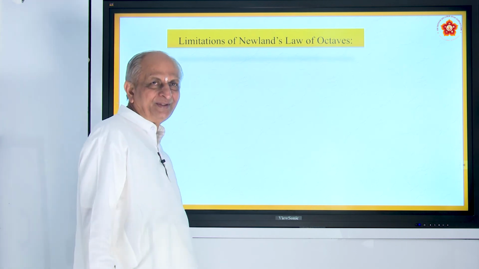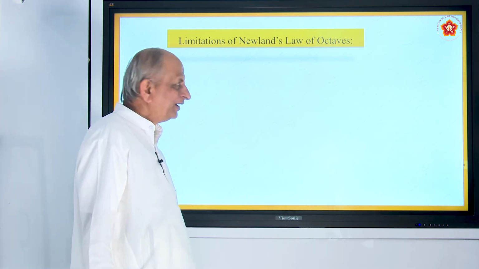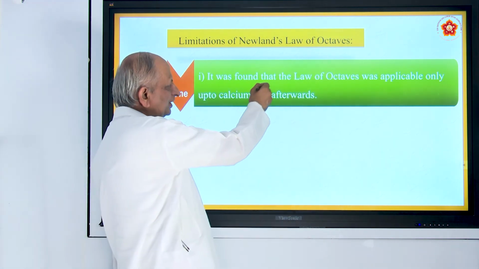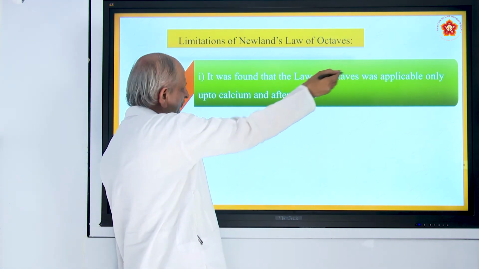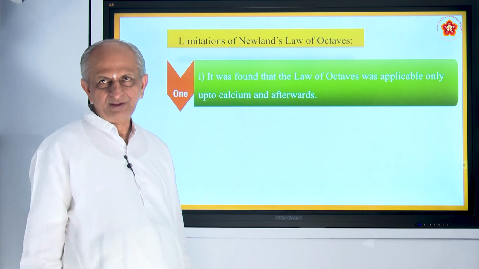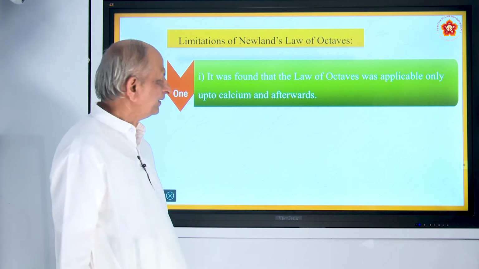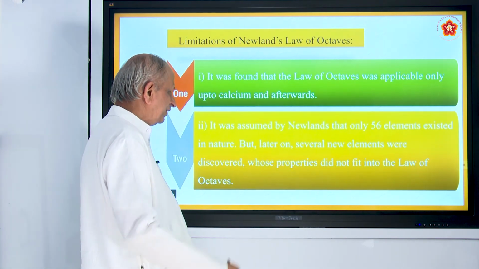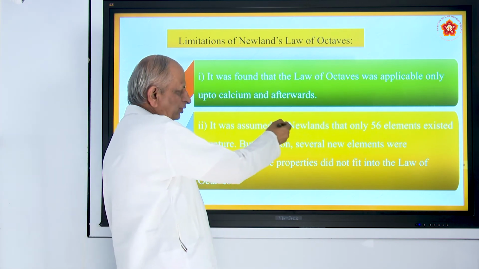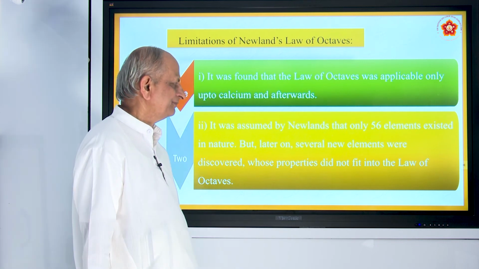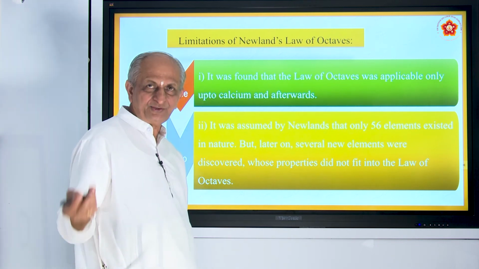So now there are some limitations. What are the limitations? The law of octaves was found to be applicable only up to calcium. Later on it was not applicable. That was a limitation. And the second limitation was that it was assumed by Newlands that only 56 elements existed in nature. But they discovered some more after that.